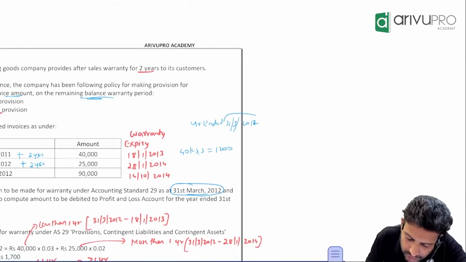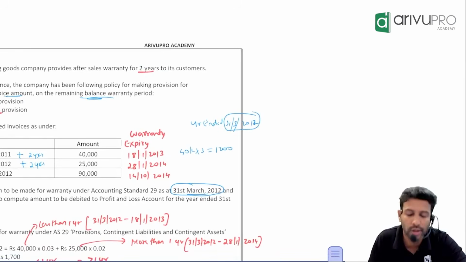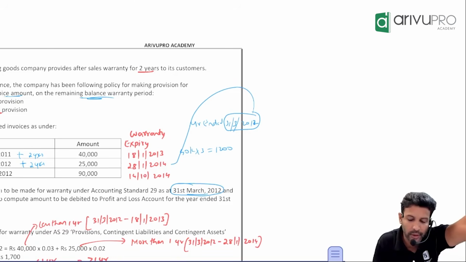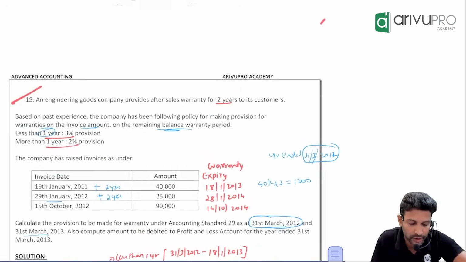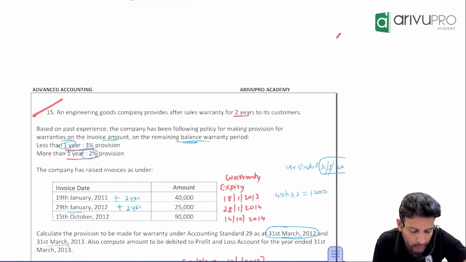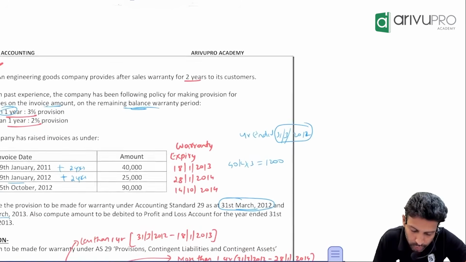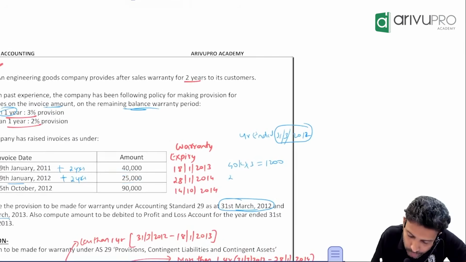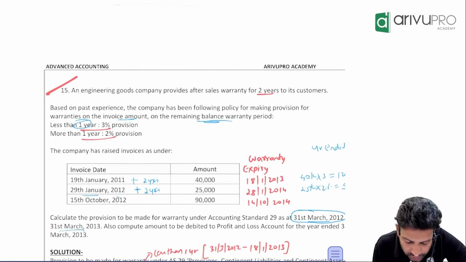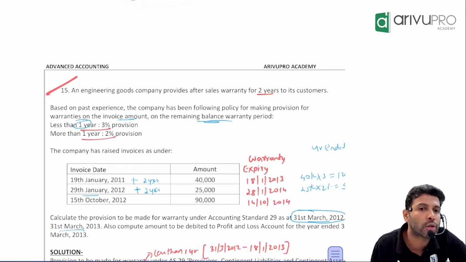Our current year has ended on 31st March 2012. From here you count here. Is it less than 1 year or more than 1 year? More than 1. Sir, if it is more than 1, how much provision will you make? If it is more than 1, you make a provision at 2%. So 2% of 25,000. 25 twos are 50, so this will be 500. Correct? Yes.